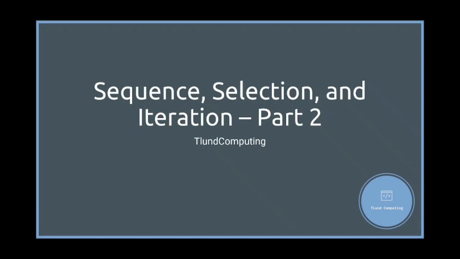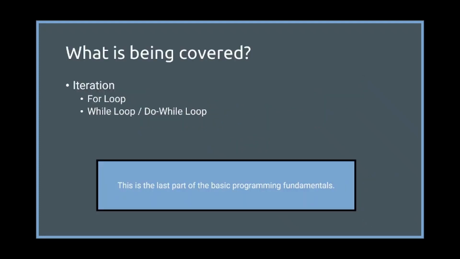In this video, we're going to have a look at the second part of our sequence, selection, iteration sections. Last video we had a look at sequence and selection. This time we're going to have a look at iteration, which is focusing on for loops and while loops. This is the last part of our programming fundamentals.